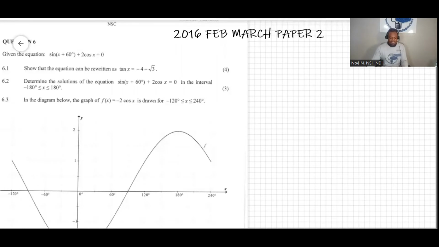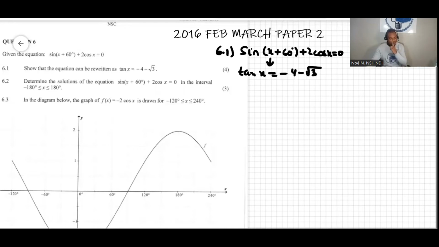Okay, I'm going to write the question here, 6.1. So we want to transform this equation, sin(x + 60°) + 2 cos x = 0, into tan x = -4 - √3. Okay, how can we do that? Let's try to simplify this equation.